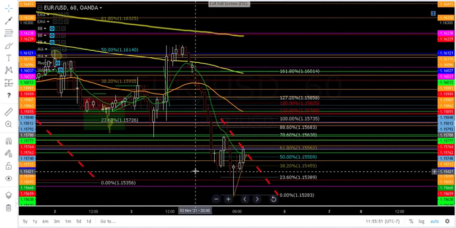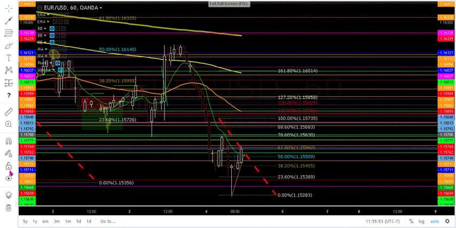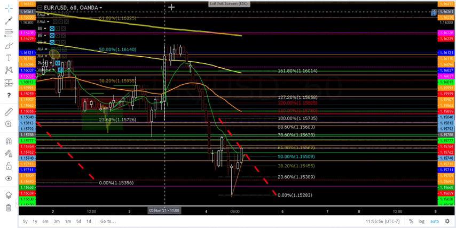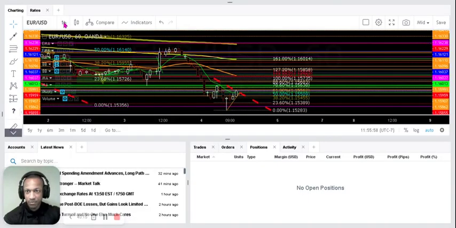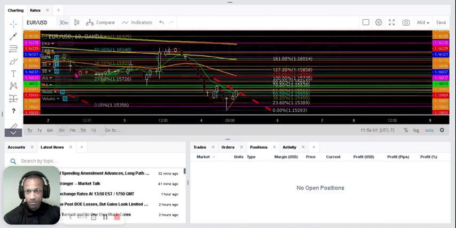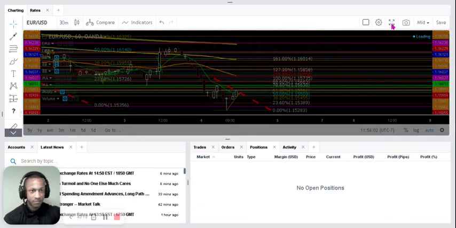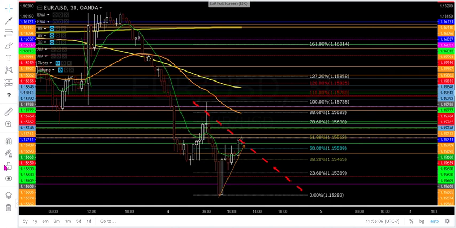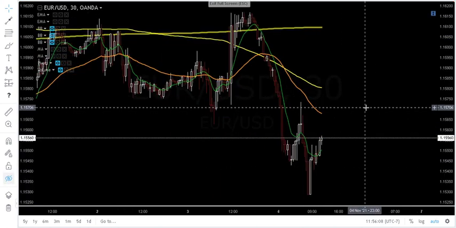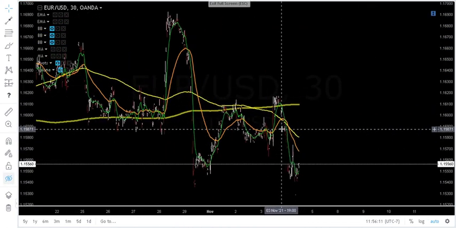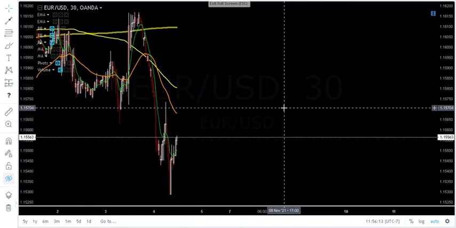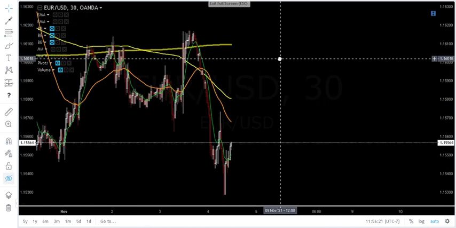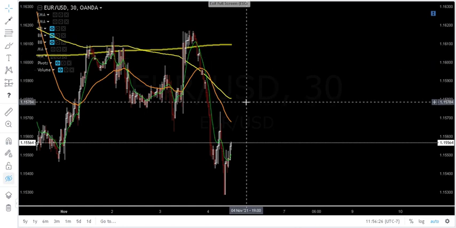Let me take this fib off. Well, I'll leave it on. So let's go down to the 30-minute chart, which is about to get real interesting for 5-minute plays. Let me take off my analysis. All right, so on the 30-minute, the 200 is over the 800, downtrend. The 50 is over the 200.